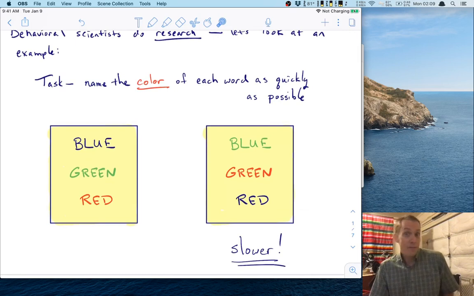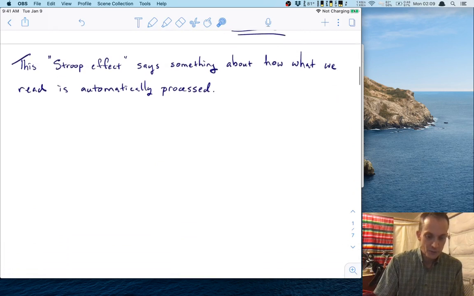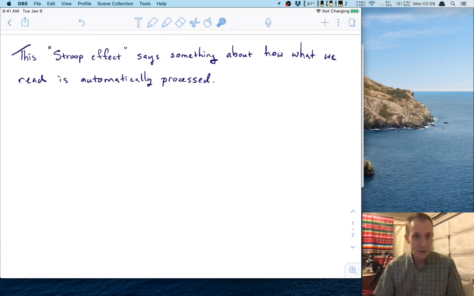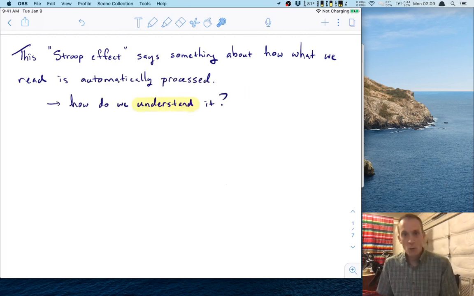Now, that might be a curious finding to a behavioral scientist. They might say, well, why is it that we are slower when the words are different than the colors they're printed in? So this has been studied for a long time. This is something called the Stroop effect. It goes all the way back to the 1930s. And this Stroop effect is interesting to cognitive scientists because it says something about how what we read is automatically processed. So the question as a scientist that I would have is, well, how do I understand what's going on here? How do I understand this Stroop effect?